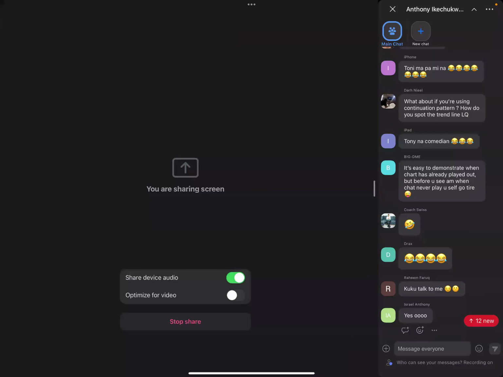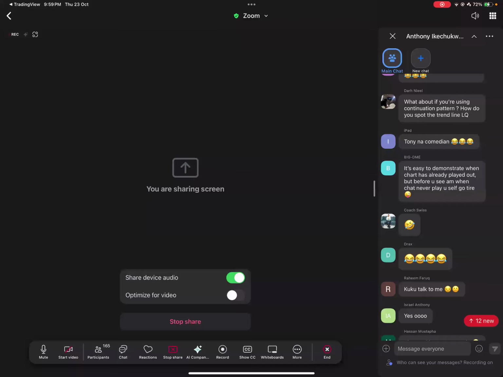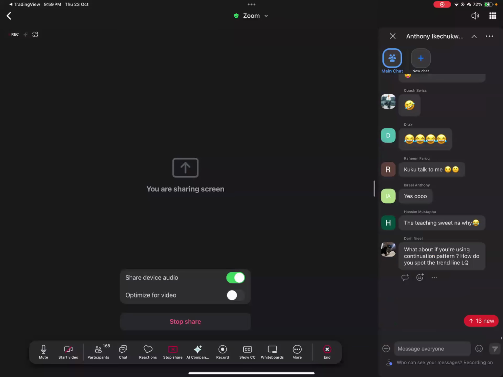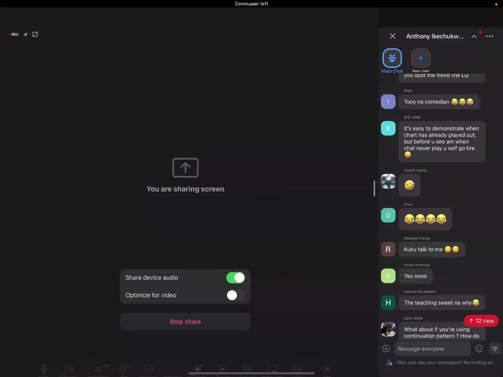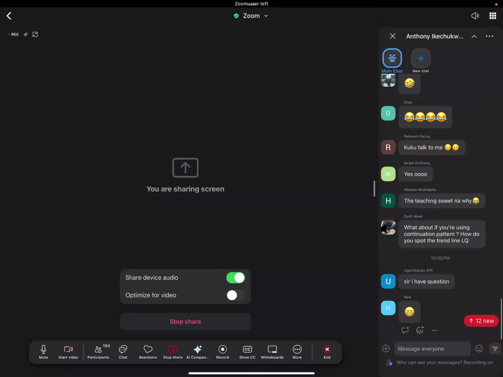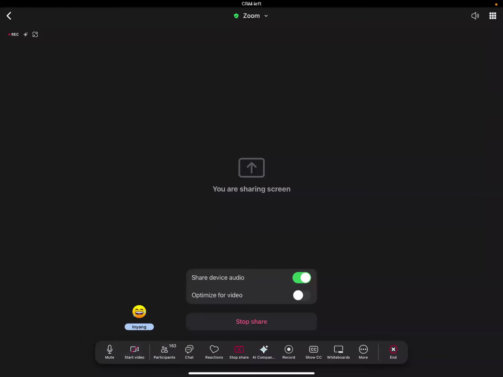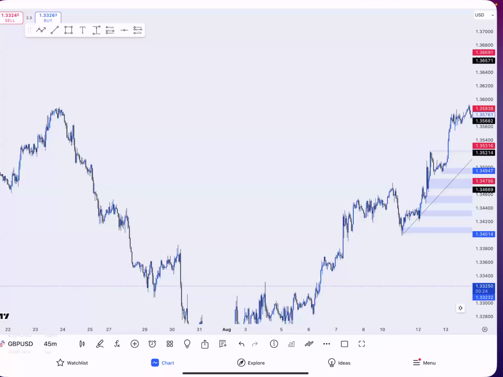So that is one of the most common. See how many pairs I've checked now: GBP USD, GBP JPY, gold, BTC USD. It's across every single pair. Trendline liquidity is one of the most common types of liquidity that you can have in the market. I've used 1 hour to talk about trendline liquidity.